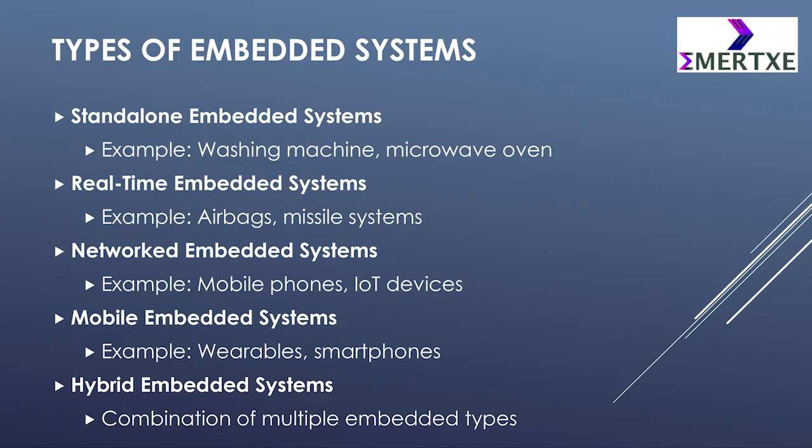And the third one is networked embedded system. These systems are connected to a network. They can send and receive data. Examples, mobile phones and IoT devices.